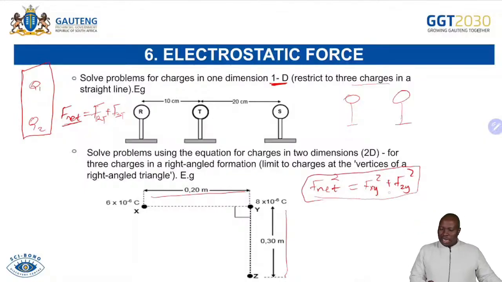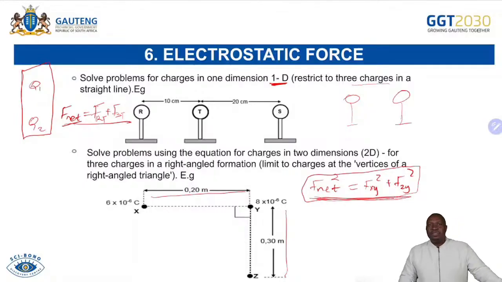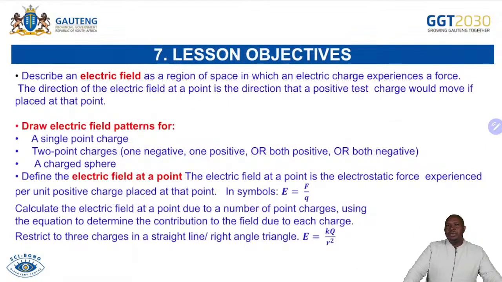So you are able to know that when they're in 1 dimension, you will get the F net like that. When they are at an angle or at a right angle triangle, 2 dimensions, we'll use the theorem of Pythagoras. I hope we're together, and then this will help you as and when we start dealing with questions.